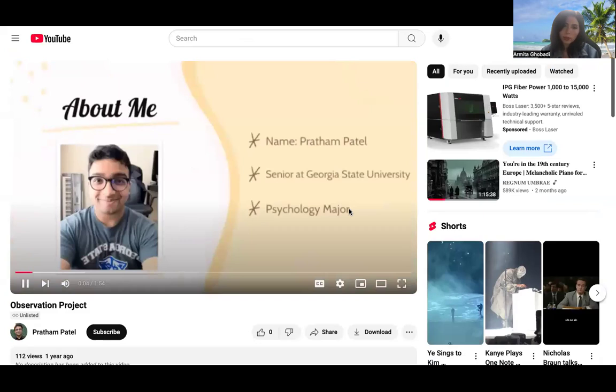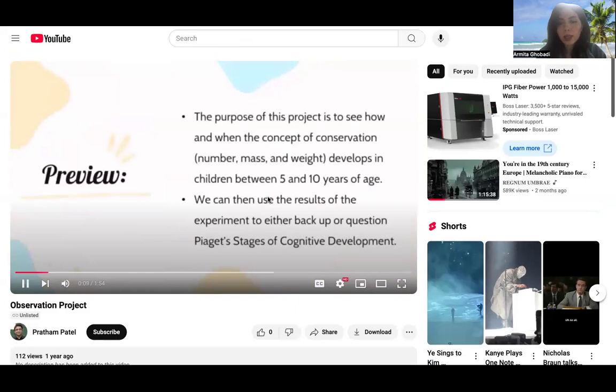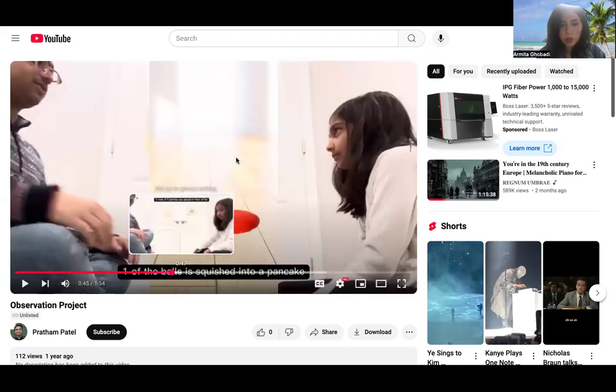Ratan Patel. I'm a senior at Georgia State University, and I'm a psychology major. So as you can see, the way he did his presentation, it was basically just a PowerPoint. He introduced himself and talked about the purpose of the project, which was to see how and when the concept of conservation, specifically number, mass, and weight, develops in children between 5 and 10 years of age. The conservation task uses Play-Doh and pennies. Okay, so let's just go forward.